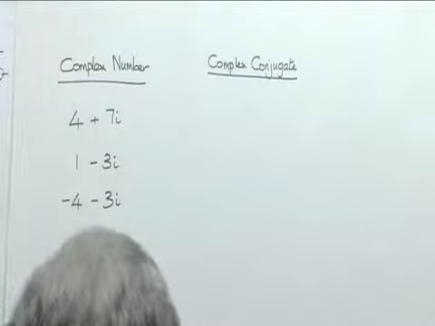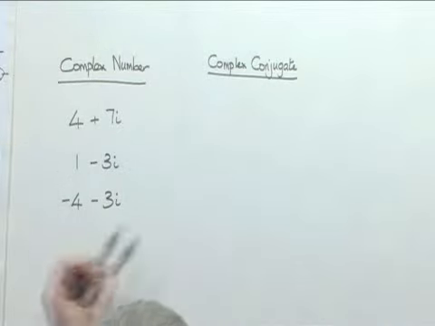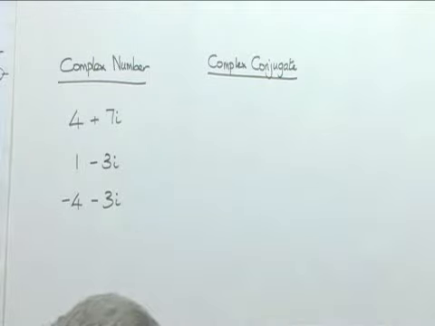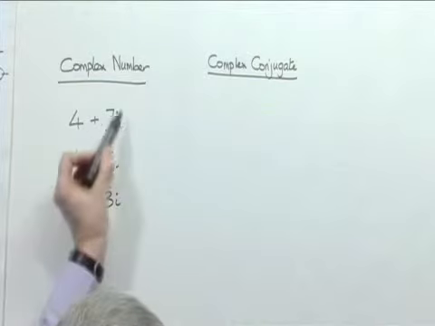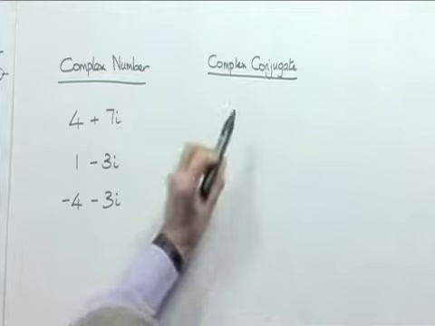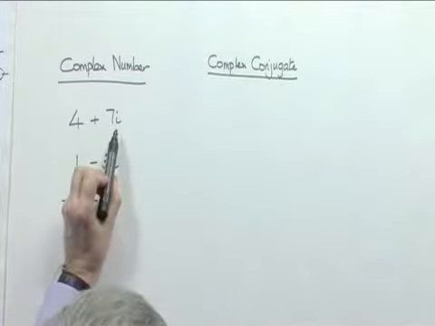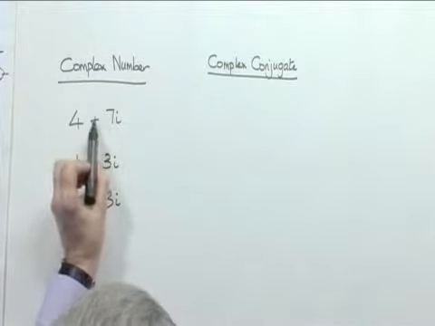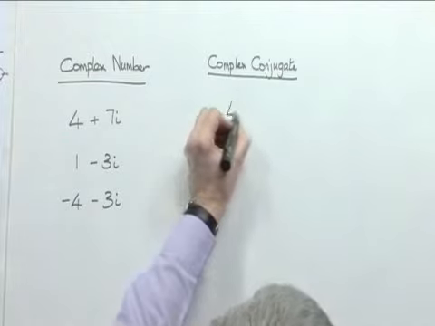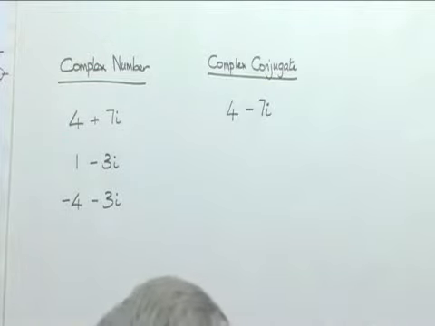So here in this table we've got three different complex numbers, and we're going to find the complex conjugate of each of these three numbers. We start by looking at the complex number 4 plus 7i, and the way to find the complex conjugate is to change the sign of the imaginary part. So that means that the plus sign changes to a minus sign. So the complex conjugate is 4 minus 7i.